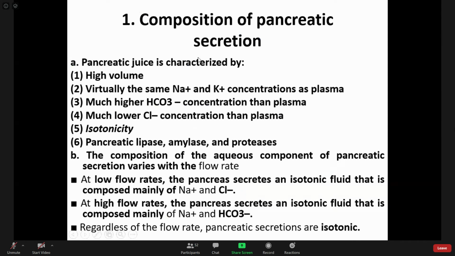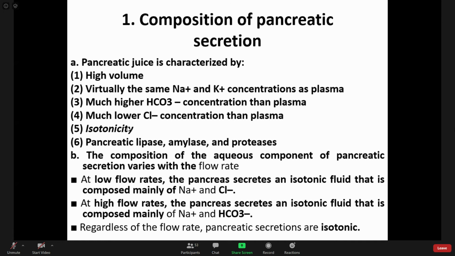Pancreatic juice is characterized by high volume. It has virtually the same concentration of sodium and potassium as that of plasma. It has about 5 times greater bicarbonate concentration than that of plasma. It has a much lower concentration of chloride, and it is isotonic.